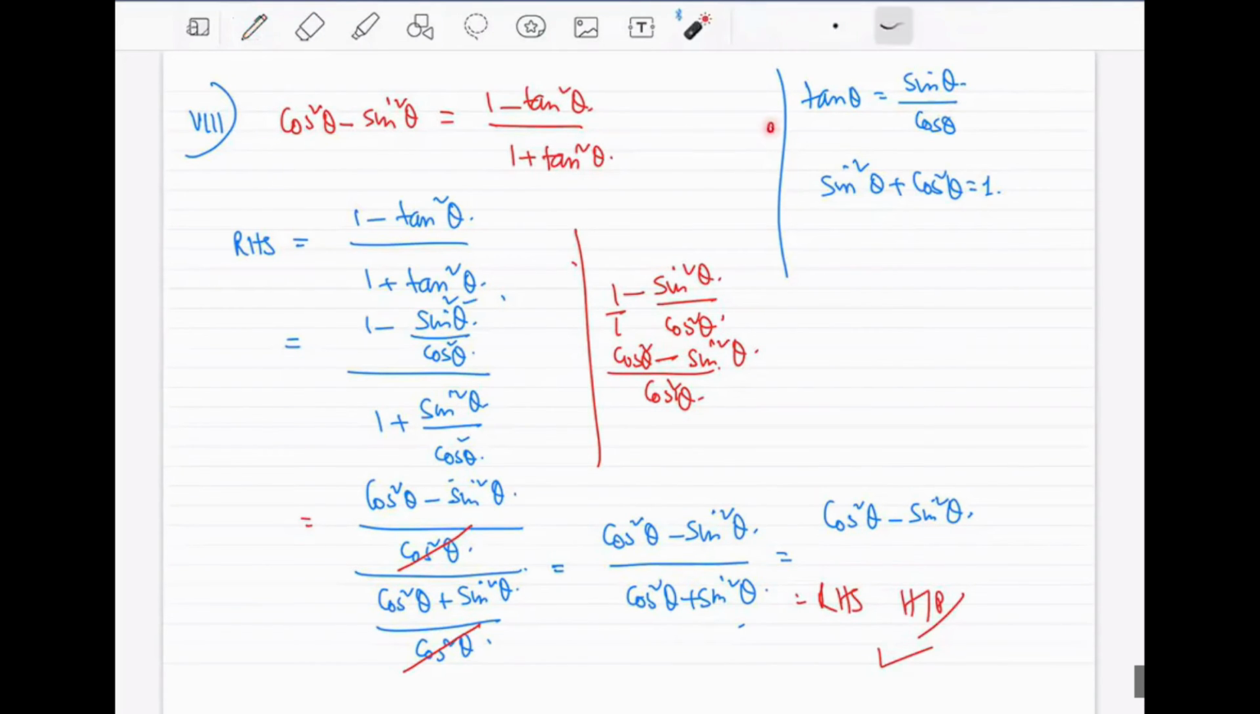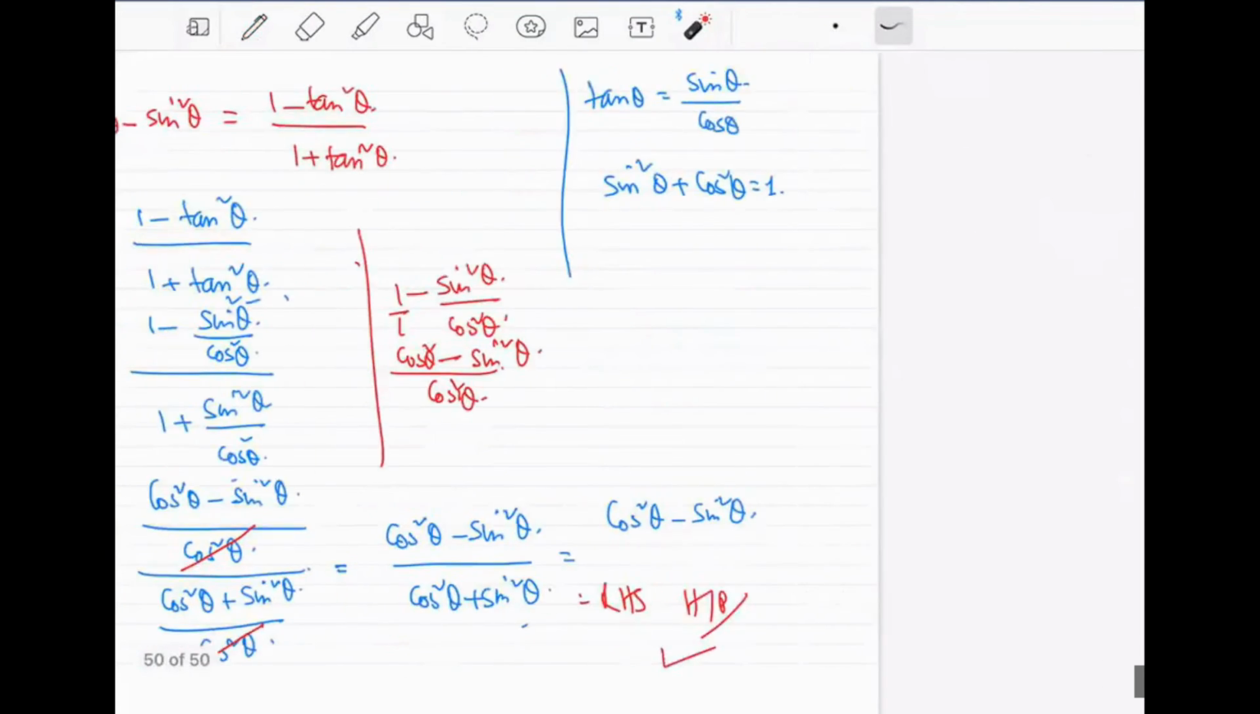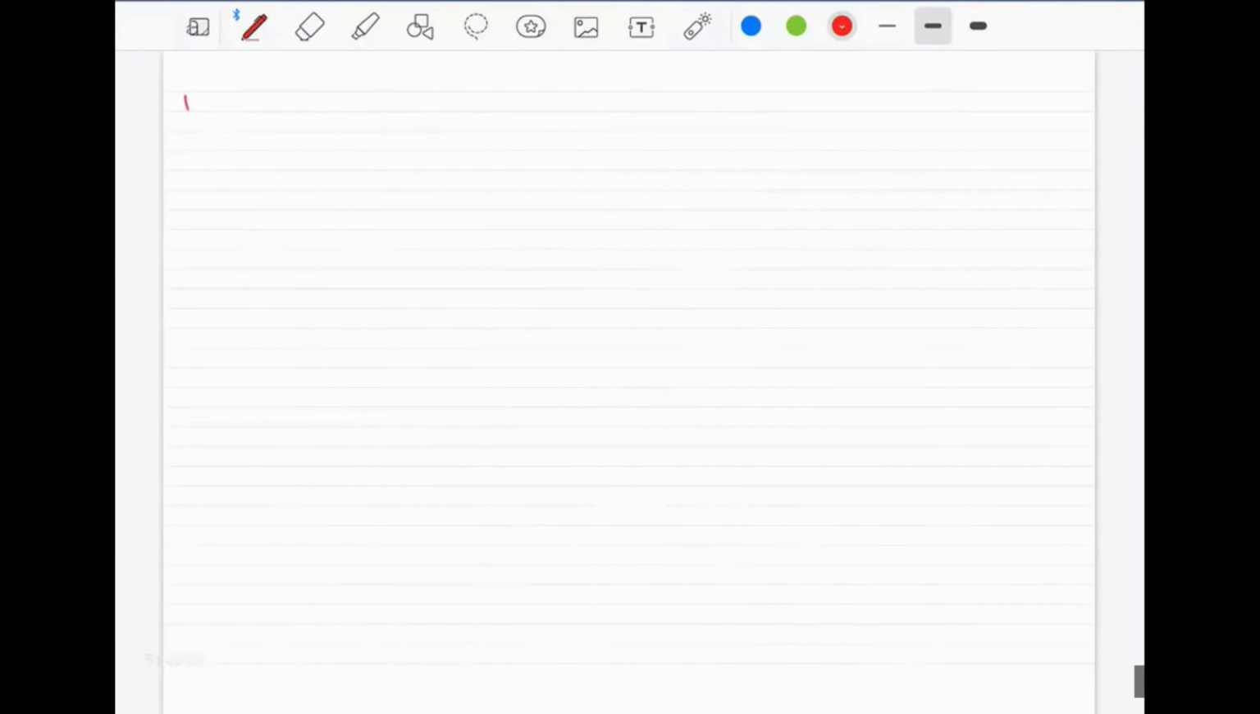Don't forget to write down the formulas on the side. Okay, let's look up next at Roman number 9. Let's see, Roman number 9, very easy. So this one, it will take about 2 or 3 steps.